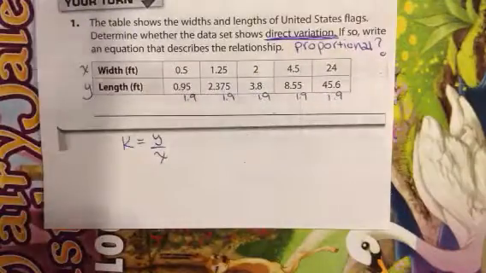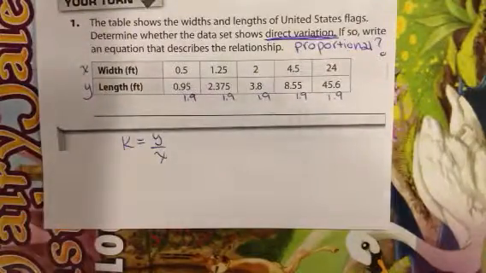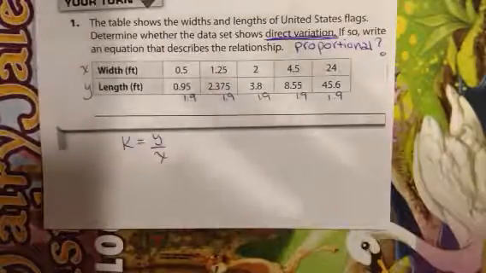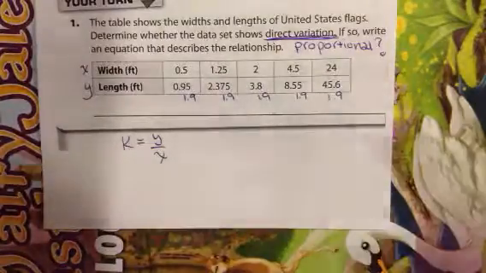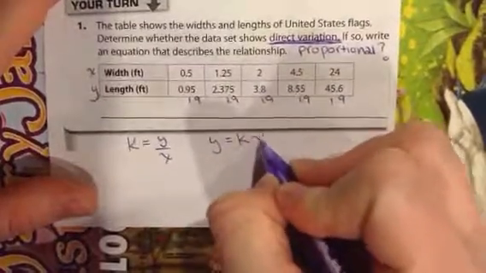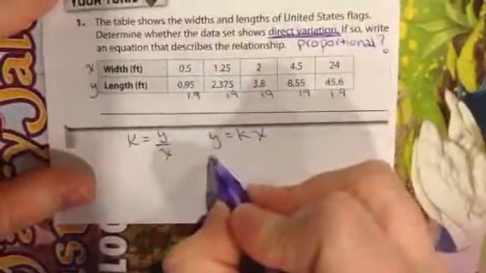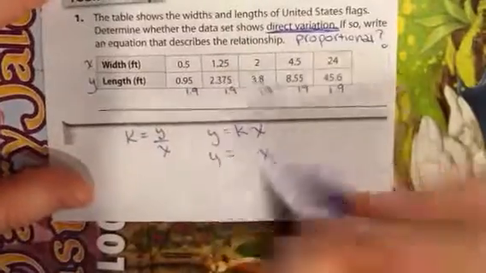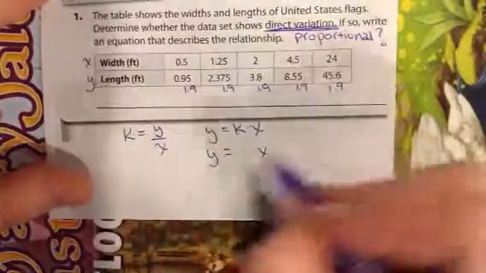Now, since there is a constant, I know that this table does show direct variation and it is proportional. So I write the equation y equals kx. Remember that you keep the y and the x, and now I just have to fill in the number that I got from my constant.